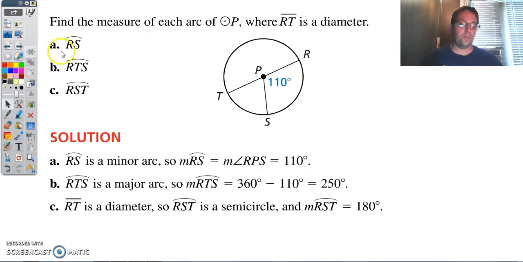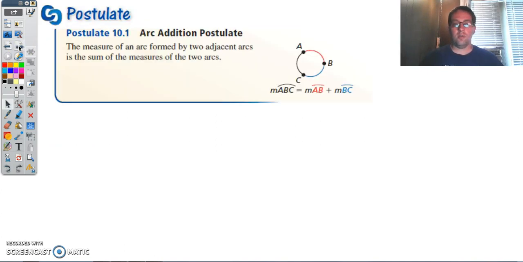All right. Now the arc addition postulate. This is just like the angle addition postulate or the segment addition postulate. And what this says is that the measure of two adjacent arcs is the sum of the two arcs. So the measure of arc ABC is the same as the measure of arc AB plus the measure of arc BC. All right, pretty common sense stuff there.